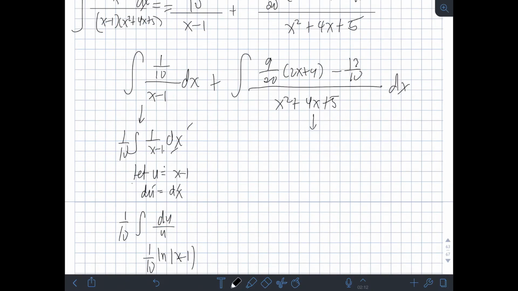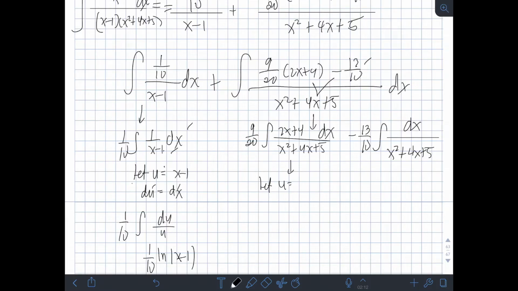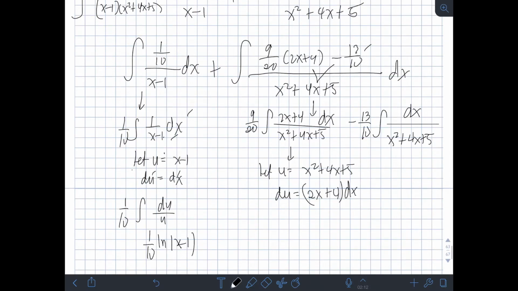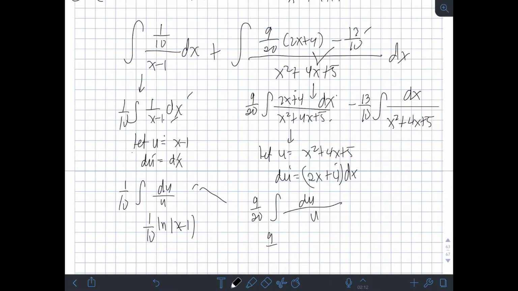So, dito naman, ito yung sinasabi ko kanina. Pwede nating paghiwalayin ngayon to as integral ng 9 over 20, igilid ko na lang kasi constant, di ba? Times 2x plus 4 over x squared plus 4x plus 5 dx, and then itong constant. So, minus 13 over 10 integral ng dx over same denominator, yung quadratic, x squared plus 4x plus 5. So, ito, integrable kasi pag nilet natin itong x squared plus 4x plus 5 as u, du is equal to 2x plus 4 dx. So, masasubstitute natin siya as 9 over 20 integral ng du over u. So, parang kanina, integral ng du over u is ln u. So, 9 over 20 ln u. And then, balik natin in terms of x na yung quadratic factor, x squared plus 4x plus 5.